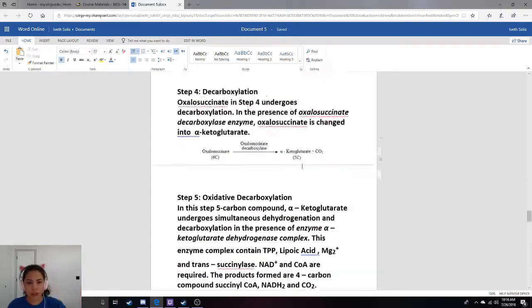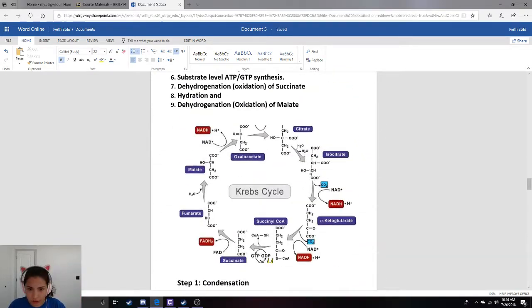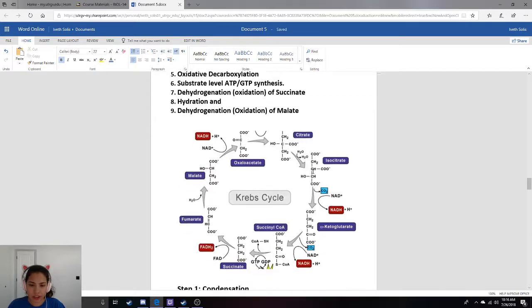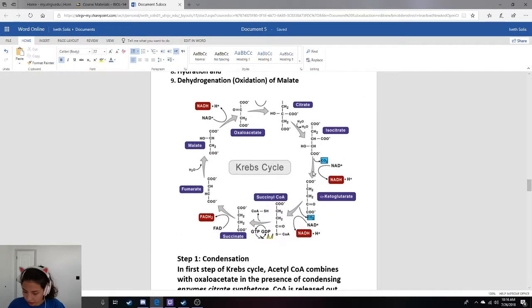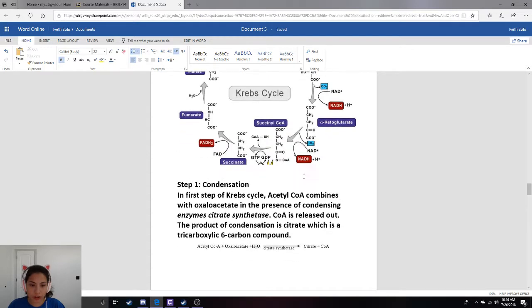And I put all of the steps, but I'm just going to go ahead and read it off my notes. The oxaloacetate has 4 carbons, and with the pyruvate, you get the acetyl-CoA. So this is actually a good one.